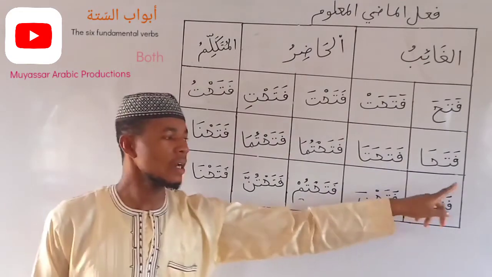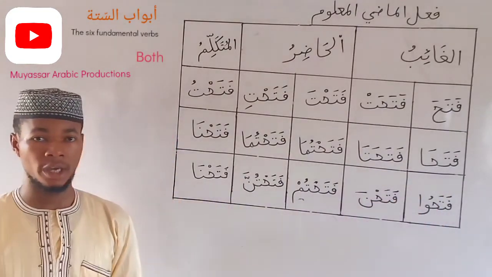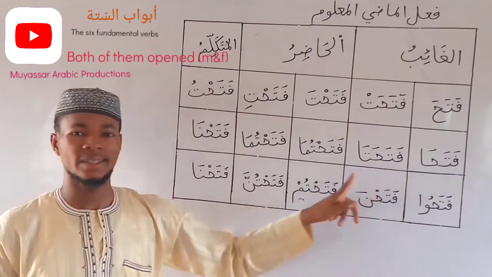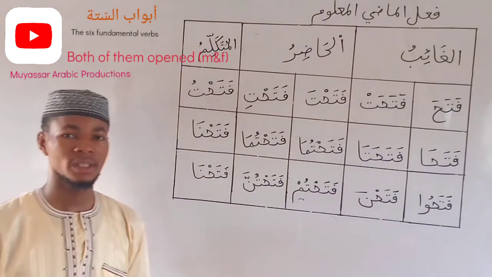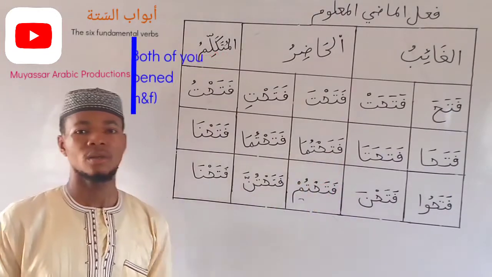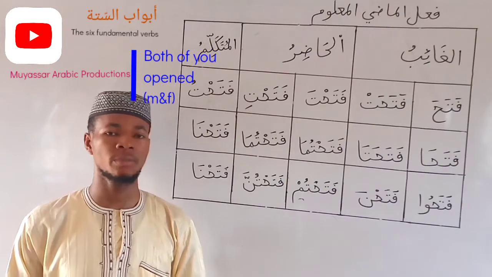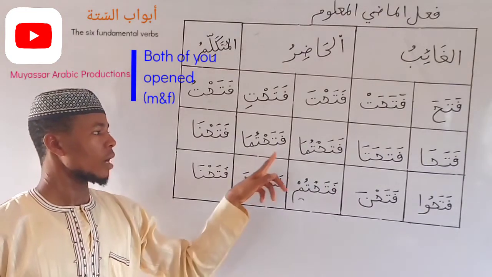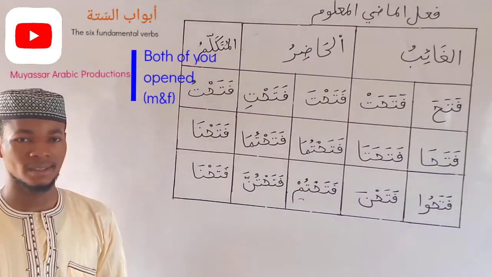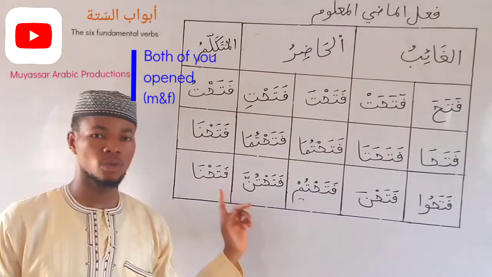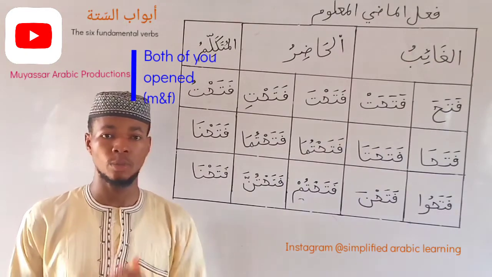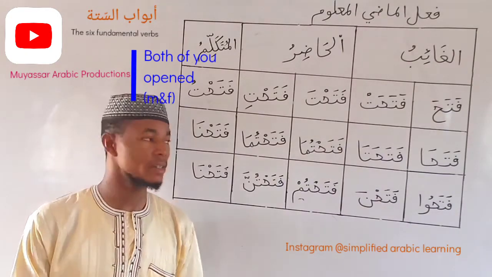Now the next is fataha, meaning both of them opened in masculine gender. Now the next is fatahata, meaning both of them opened in feminine gender. Then the next is fatahtuma, meaning both of you opened in masculine gender. Then we also have fatahtuma, meaning both of you opened in feminine gender. Meaning you can use the verb fatahtuma to refer to both of you opened in masculine gender and also both of you opened in feminine gender.